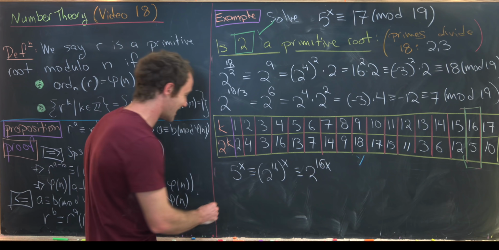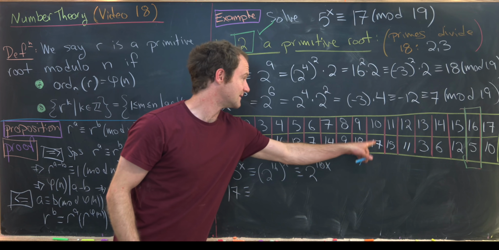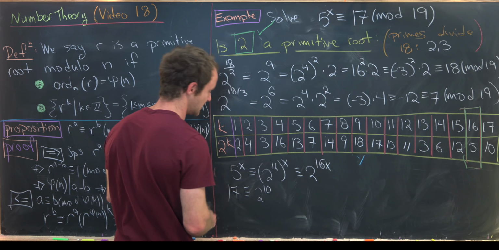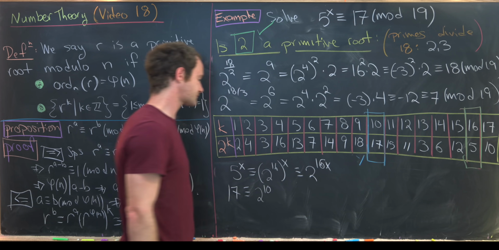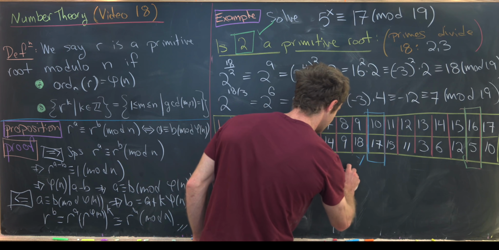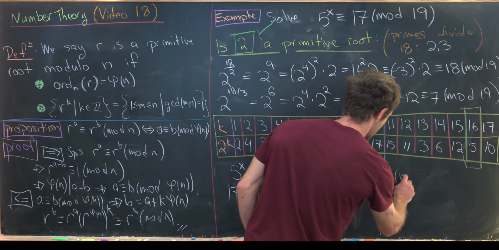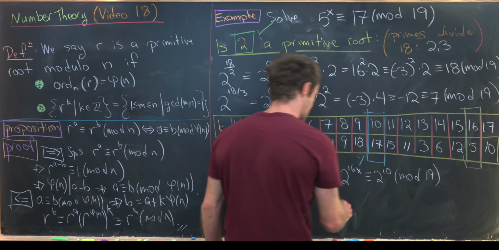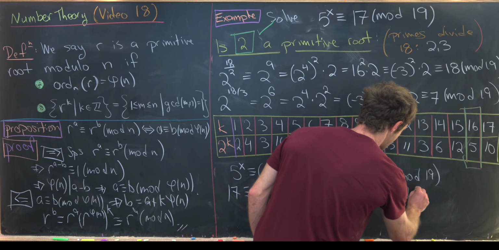But now let's look at 17. So we need to find 17 on this chart. Notice that's the same thing as 2 to the 10. So we have this is 2 to the 10. And like I said, that's from this portion of the chart right here. That means we can take our original congruence and rewrite it as 2 to the 16x is congruent to 2 to the 10 modulo 19. Then pulling the exponents down, we see that this means 16x is congruent to 10 mod 18.